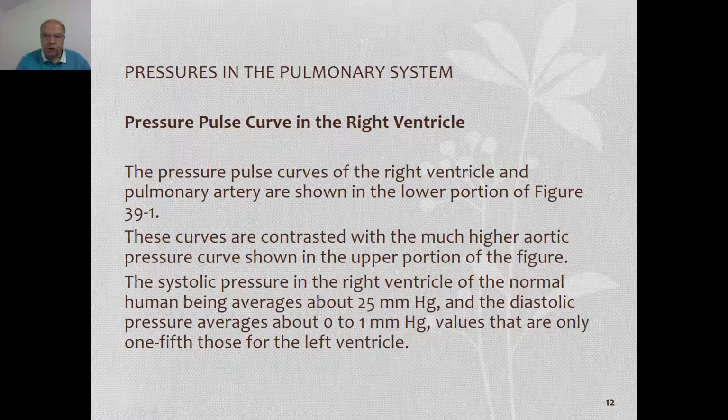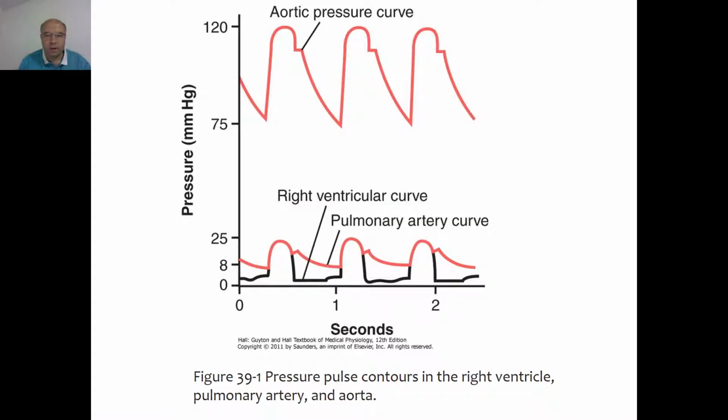These curves are contrasted with the much higher aortic pressure curve shown in the upper portion of the figure. The systolic pressure in the right ventricle of the normal human being averages about 25 mm mercury, and the diastolic pressure averages about 0 to 1 mm mercury, values that are only one-fifth those for the left ventricle. Okay.